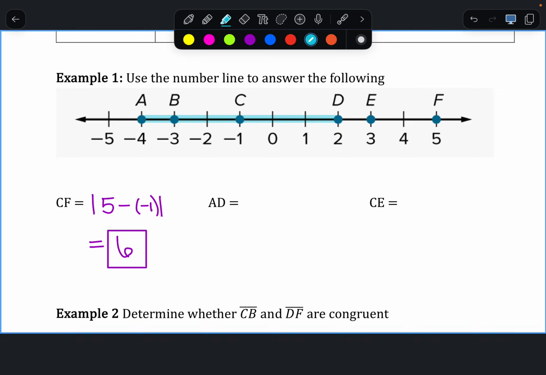6. Is it 6? Because we would take the absolute value of 2 minus -4, which is 6. Thank you.